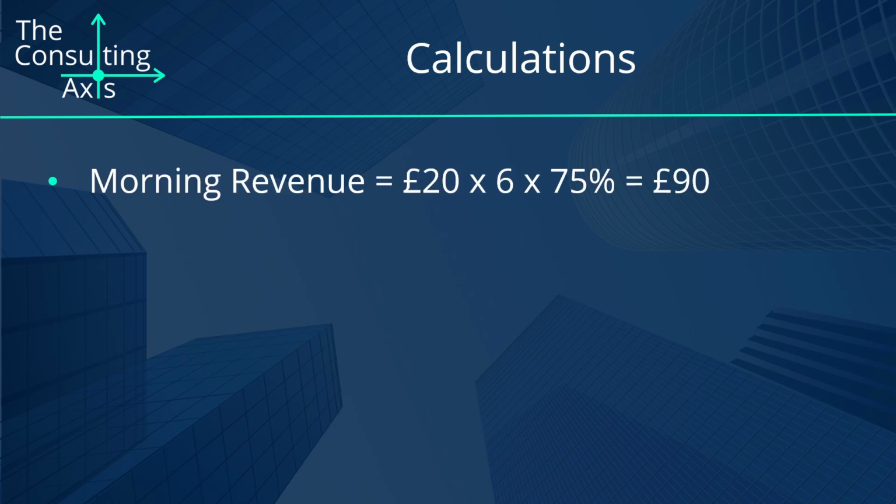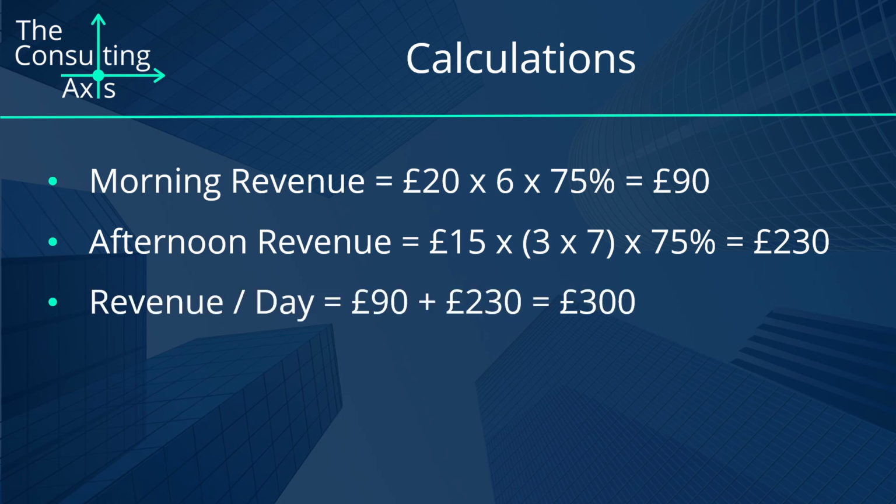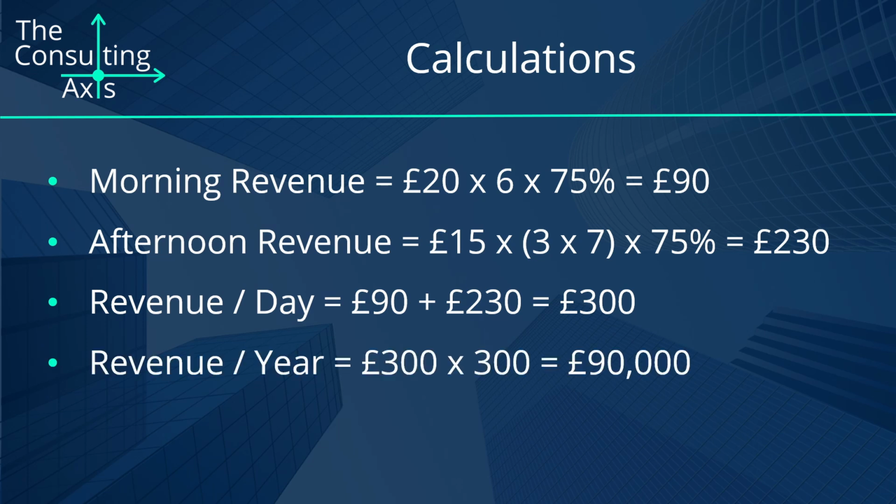Firstly, the morning revenue will be £20 as this was the cost per trip, multiplied by 6 trips as each trip is 30 minutes over a 3-hour period in the morning, and then multiplied by 75% as Uber take a 25% cut, giving us £90 for the morning revenue. And then similarly, for the afternoon, you can work this out in a very similar way to get £230, and by adding these two together, you get the revenue per day to be around £300. And therefore, we can do our final calculation and multiply the revenue per day by the number of working days in a year to give us the revenue per year to be around £90,000.